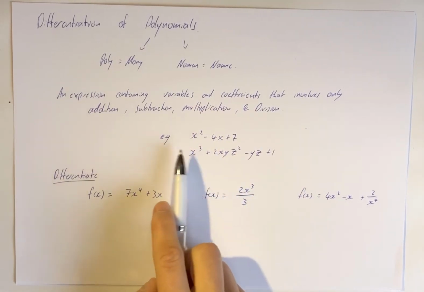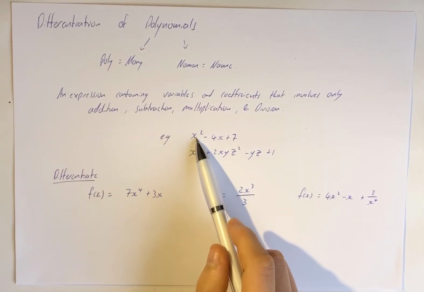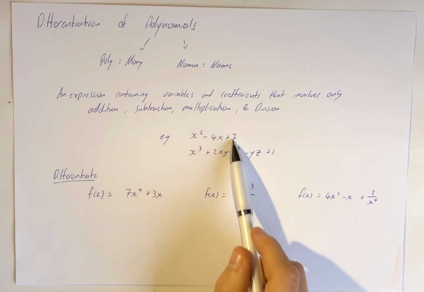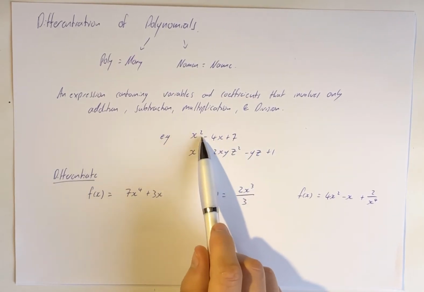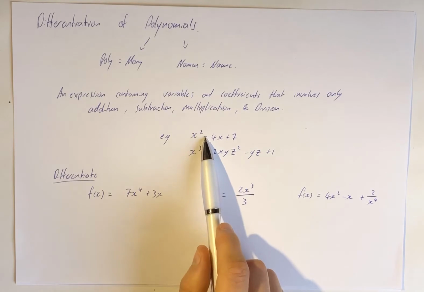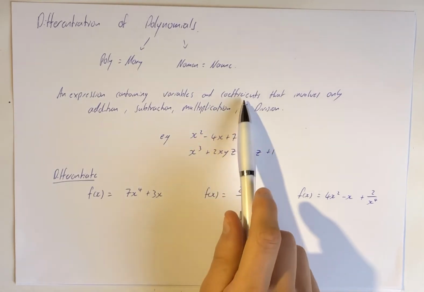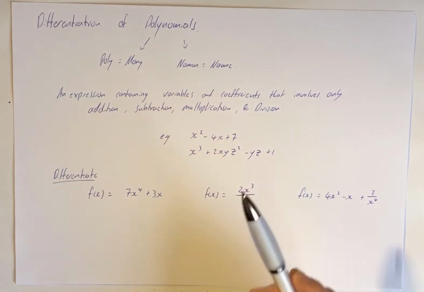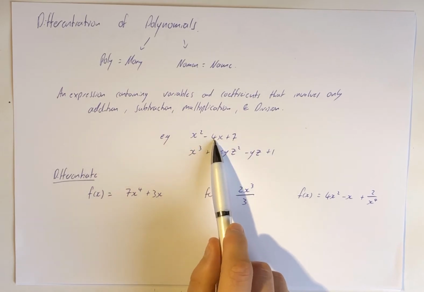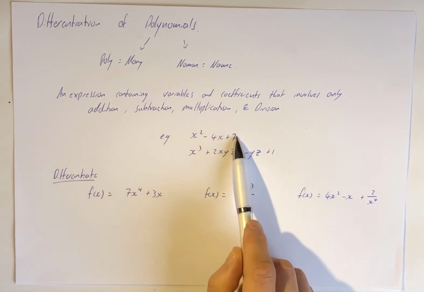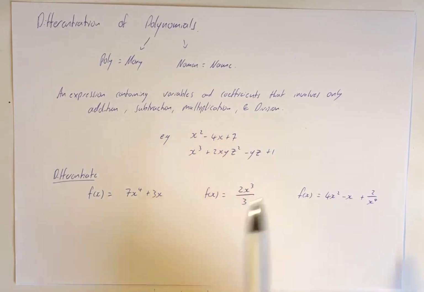So a couple of examples here. The quadratic, x squared minus 4x plus 7. It's just got multiplication, subtraction, and addition of variables and coefficients. So variable x, coefficient of 4, and a coefficient of 7, or a constant of 7.